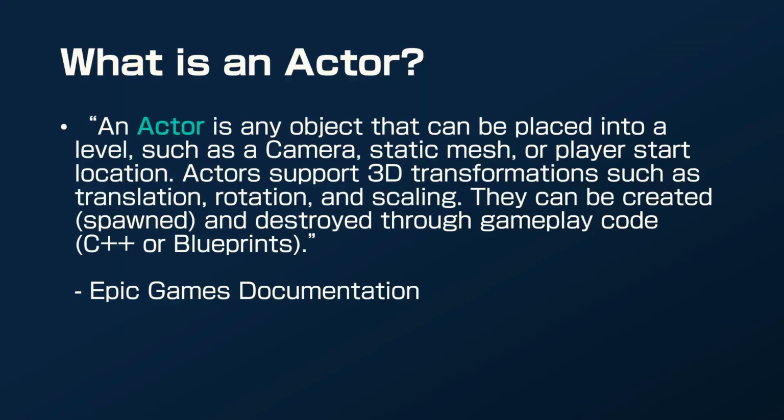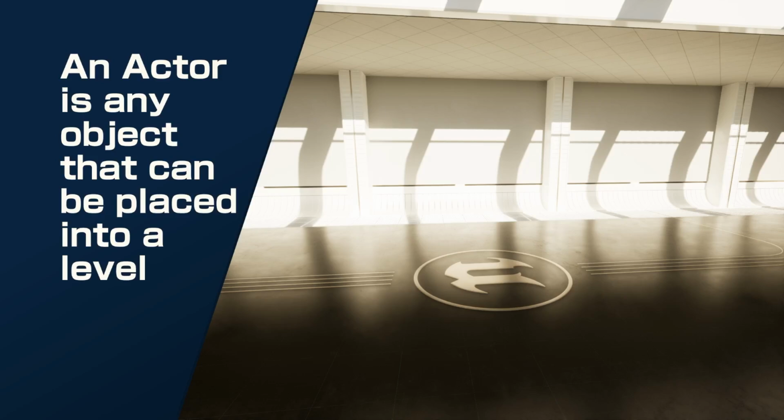What is an actor? This is the definition that the Epic Games documentation gives us, but let's break it down so it's a lot more digestible. An actor is any object that can be placed into a level. Things like a camera, static mesh, or player start are all actors. Again, anything that you can place inside the level will be an actor.